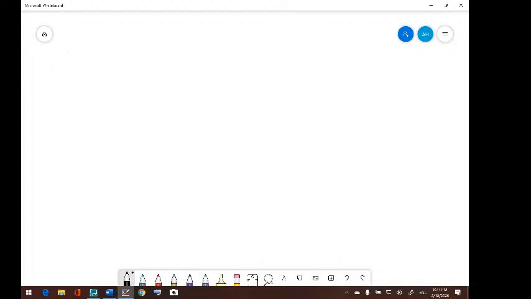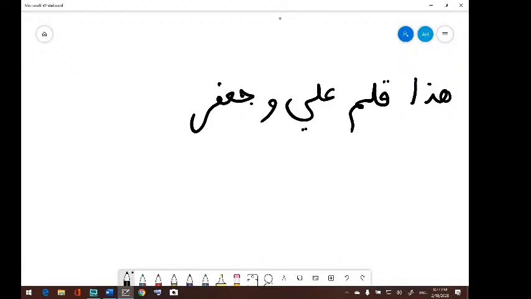So for example, if I say, هذا قلم علي وجعفر. Why is Ja'far getting two kasras? Because the waw is transferring the effect of mudaf ilayh to Ja'far. Because what this is saying is this is Ali and Ja'far's pen. That means mudaf ilayh are both of them. You know what I'm saying, right? So the waw kind of carries the effect over.